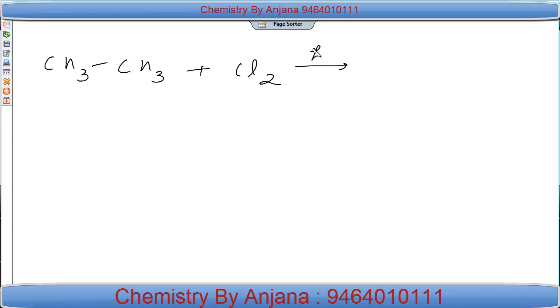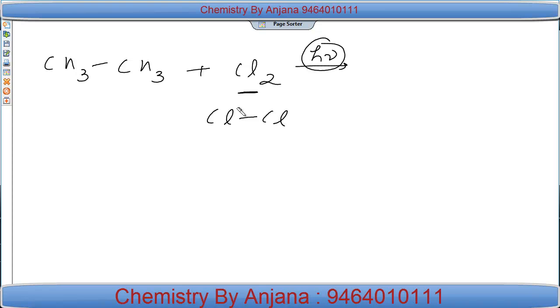HNu means light. We are using sunlight or some other source of light for this reaction. Such reactions which occur in the presence of light are called photochemical reactions. So it's a photochemical reaction, और इस photochemical reaction में क्या होगा? HNu light की वजह से यहाँ पर free radical create होगा Cl के बीच.